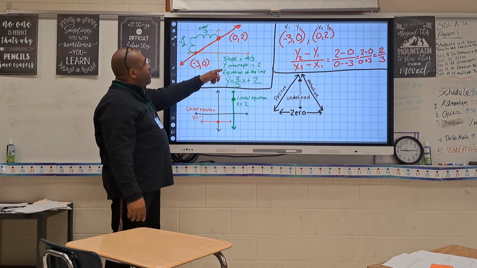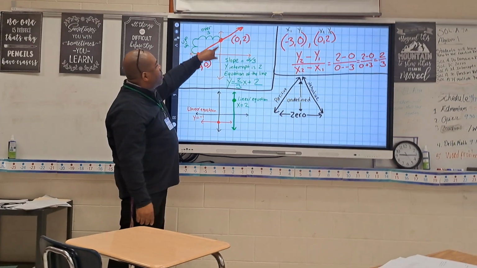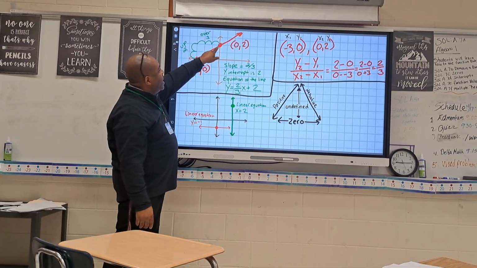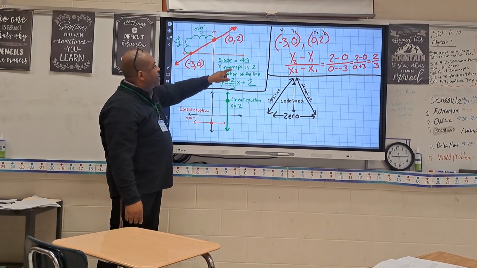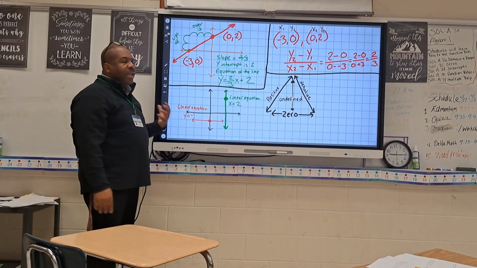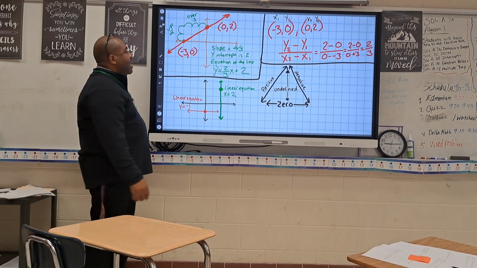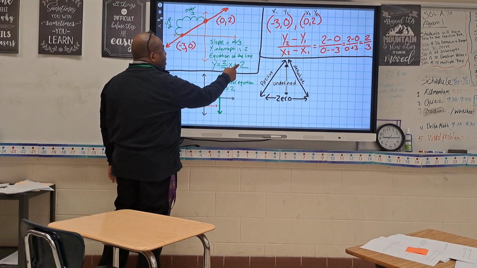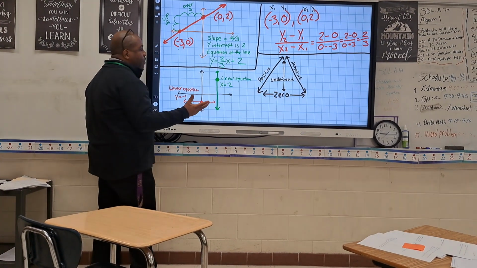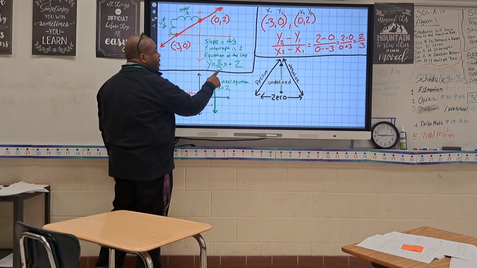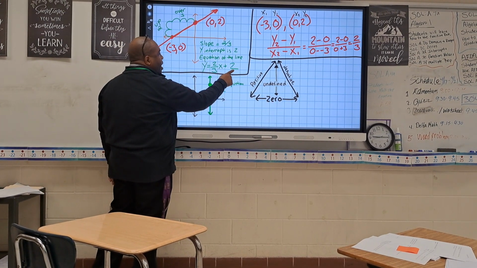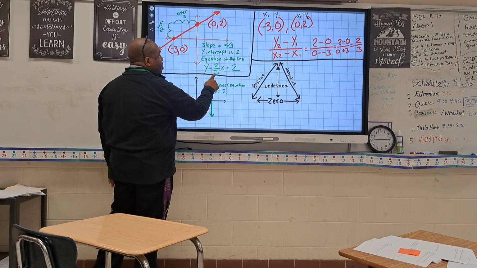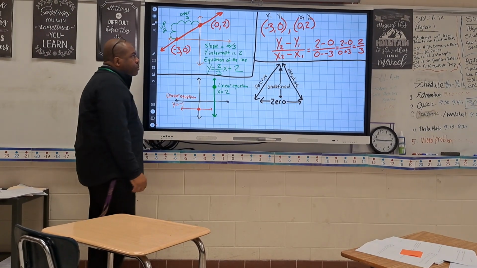My y-intercept, where this line crosses the y-axis, is right here at 0, 2. So my y-intercept is 2. So the linear equation, or the equation of the line, is going to be y equals 2 over 3x plus 2. Whenever you're doing the equation of the line, you're only going to worry about the slope and the y-intercept.